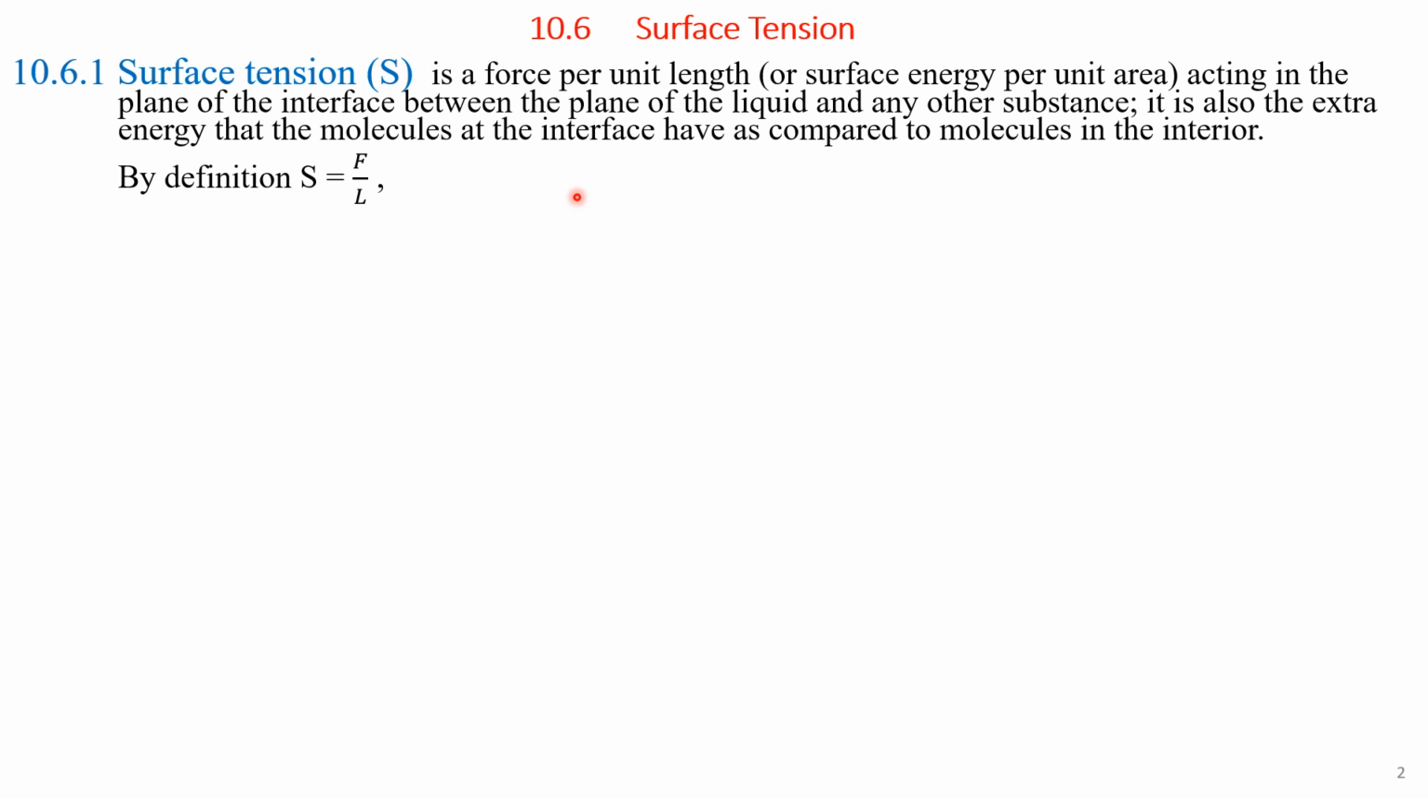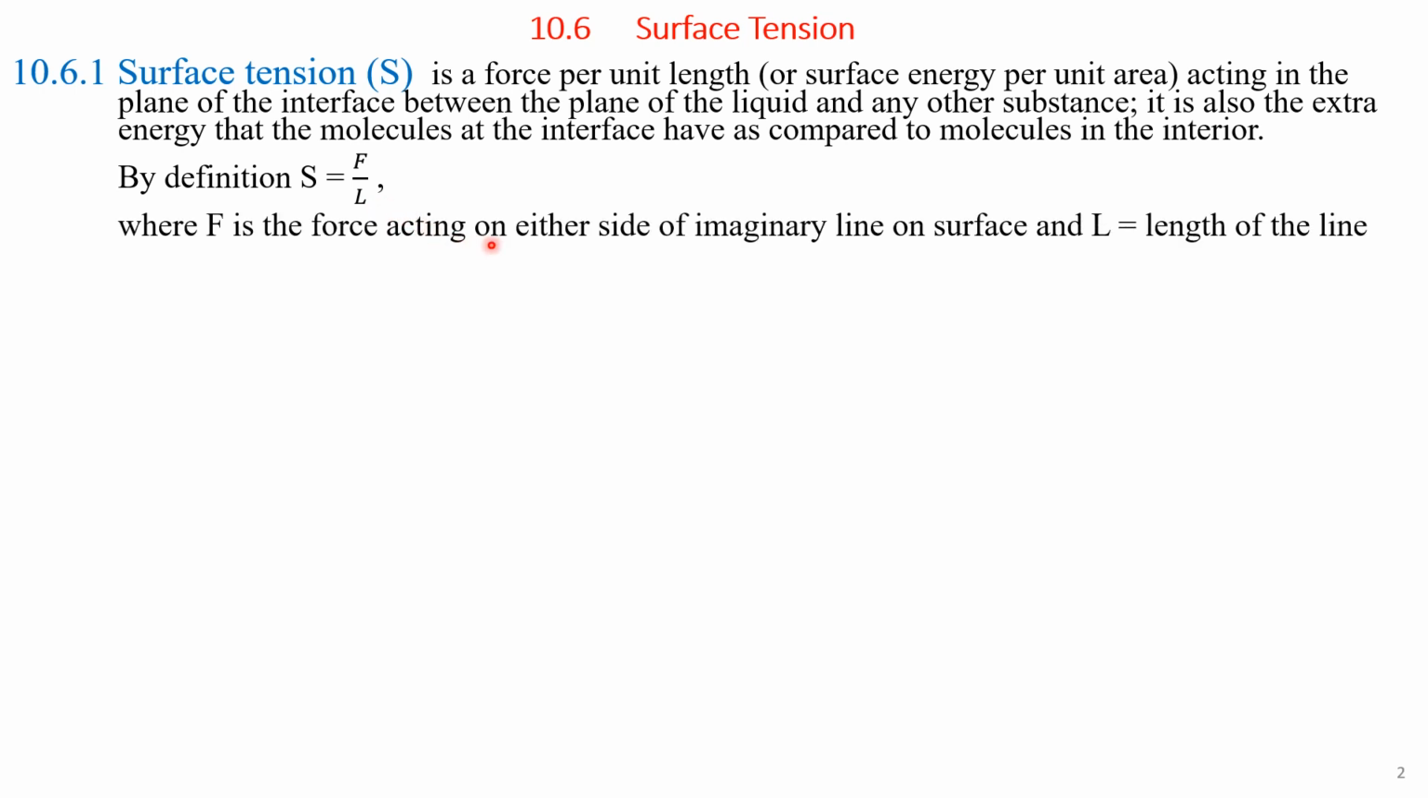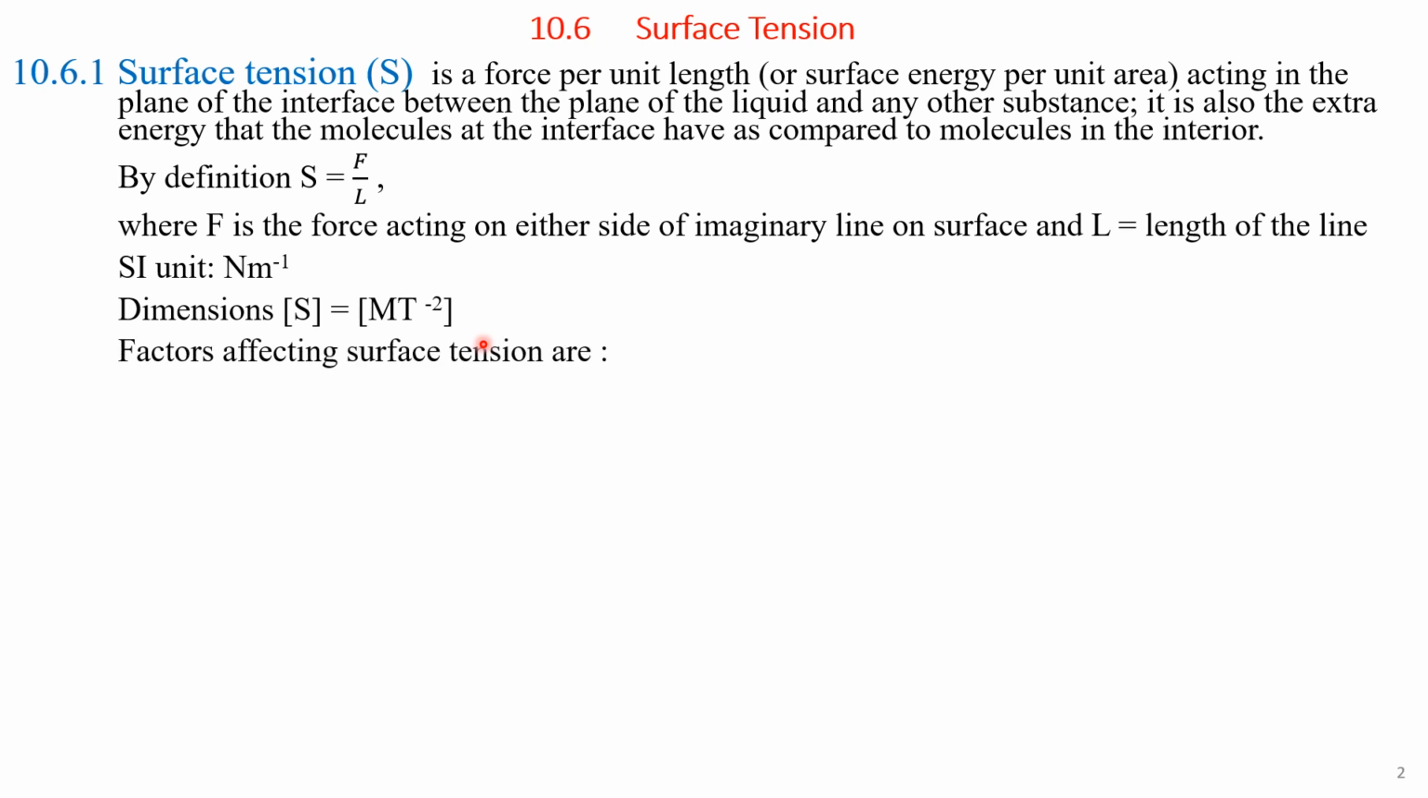By definition, surface tension, represented by capital letter S, equals F by L. F is force and L is the length, where F is the force acting on either side of the imaginary line on the surface and L equals the length of the line. The SI unit of surface tension is newtons per meter. The dimensions of S are S equals M T to the power of minus 2.